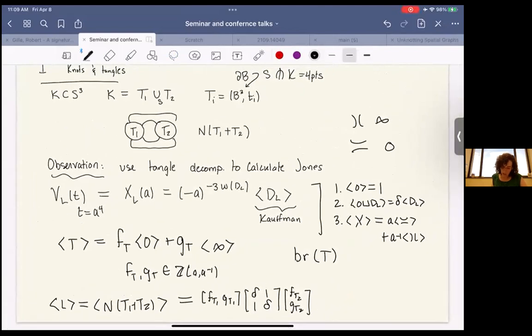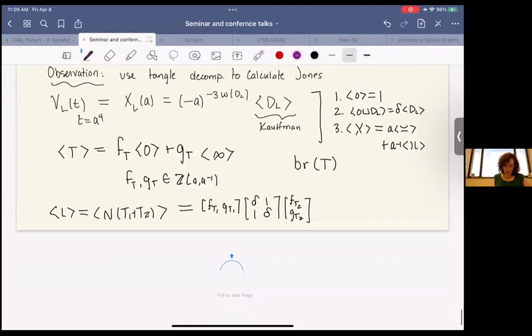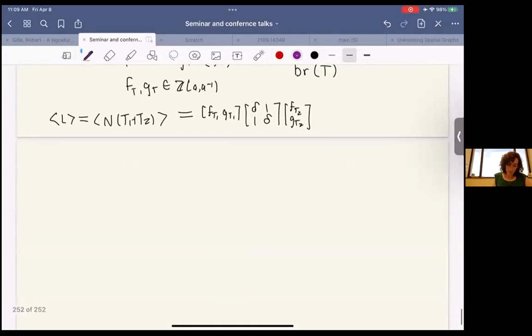Okay, so I want to take this general strategy, this pairing strategy, as motivation.